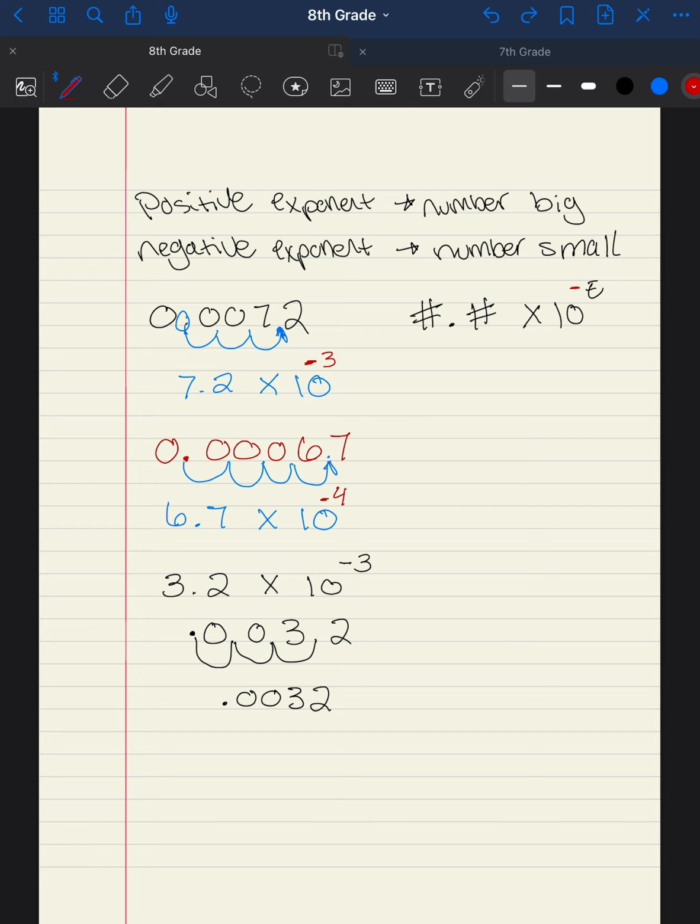Our original number was 0.0032. This can be written as 0.0032 or 0.0032. I highly recommend doing it this way. This way makes the most sense. It makes it visually appealing. Visually makes the most sense. So let's do another real quick and then we'll end our video.